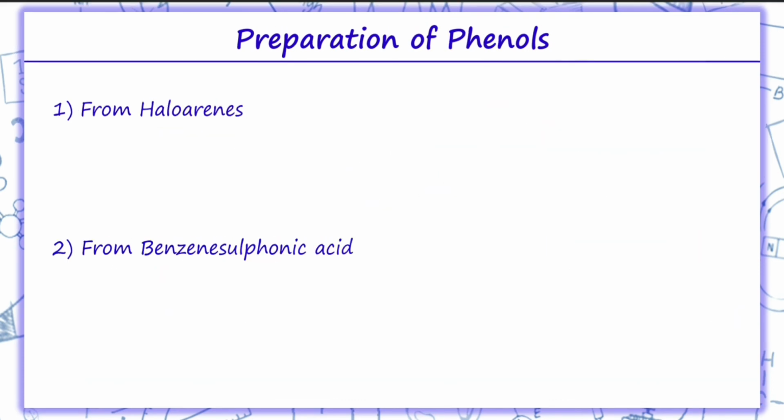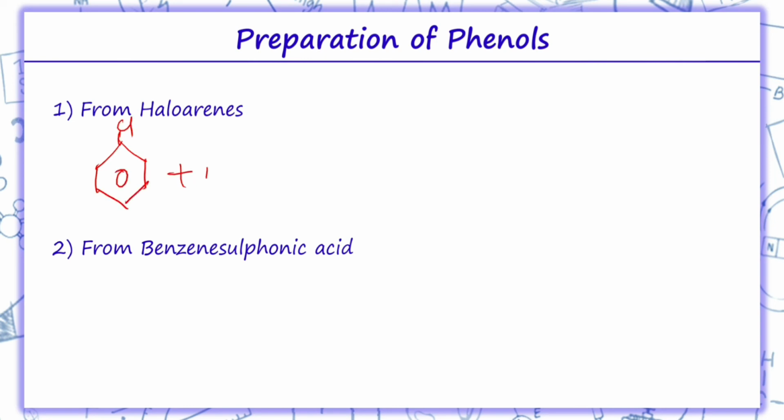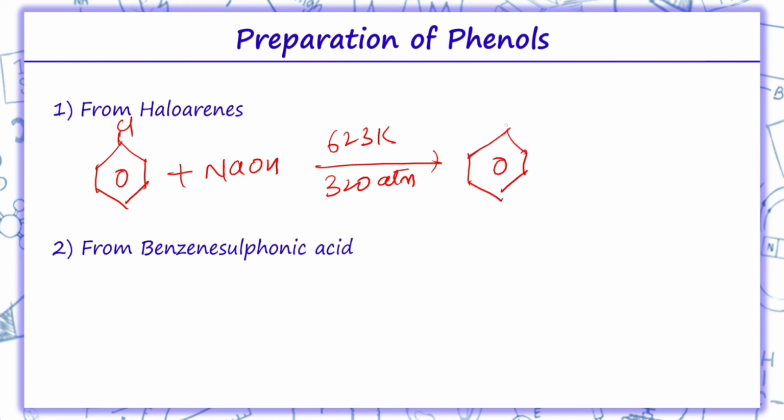So, coming on to the preparation of phenols, first is from haloarenes. Haloarenes, usually we take chlorobenzene. This chlorobenzene is fused with NaOH at 623 Kelvin and 320 atmospheric pressure. So we get over here sodium phenoxide, which on acidification forms phenol.